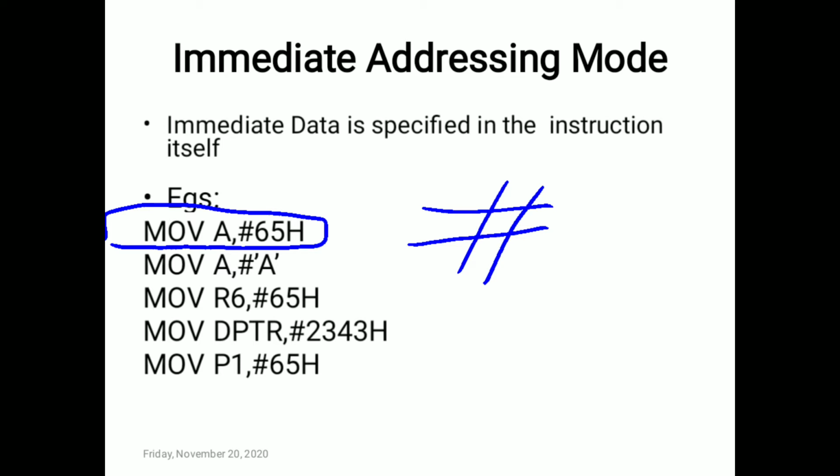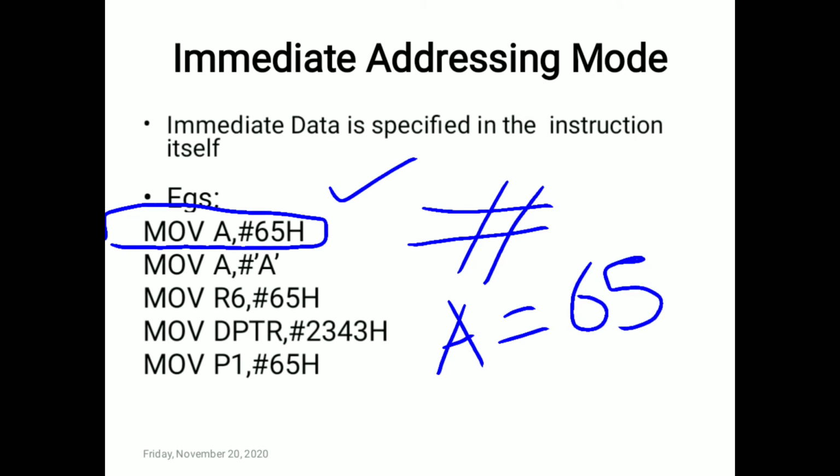So if the hash sign is given in the instruction, the first instruction, MOV A, #65h, means that 65h is data and it will be moved to the accumulator register A. So the accumulator will have data 65h, right? These are instructions in which immediate data is given in the instruction itself.